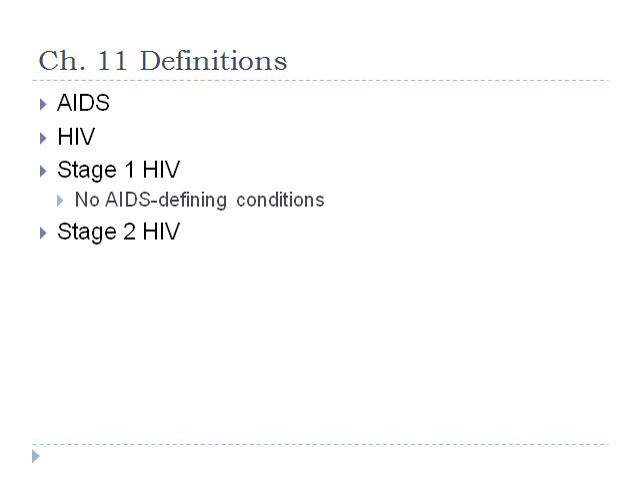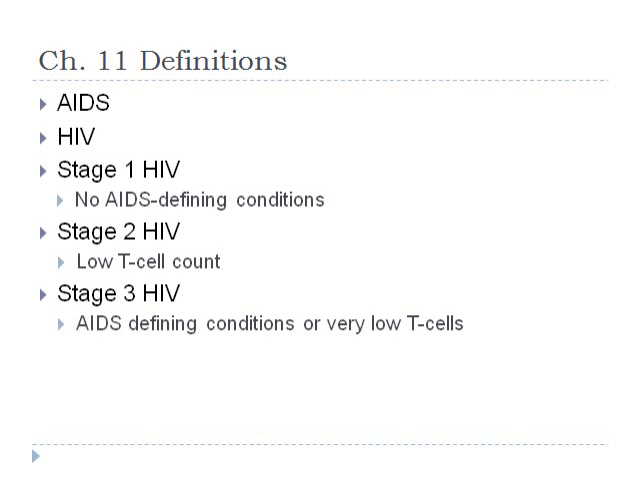But the transition from stage 1 to stage 2, still no AIDS-defining conditions, but now the T cell count starts to drop some, so it's below normal. So the virus is gaining ground, if you will, and doing more damage to the body, and the immune system is becoming more compromised. And then stage 3 HIV is what maybe was formerly referred to as full-blown AIDS. This is when your T cell count drops significantly, and or you have AIDS-defining conditions present. So the immune system has been compromised, and now you're developing these other conditions.